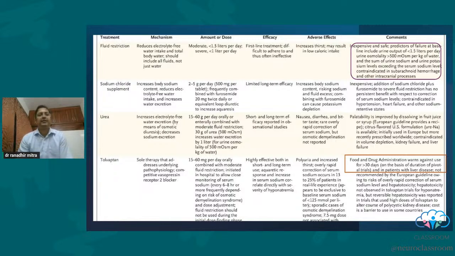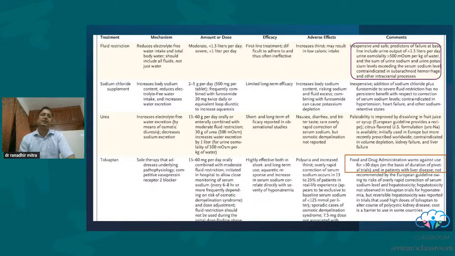The last is tolvaptan. Tolvaptan you can use in case of chronic hyponatremia, but the usage should be restricted to within 30 days. FDA has not approved beyond 30 days. Normally, we start from 7.5 milligram per day and can increase it to the higher side. But remember, when you are starting tolvaptan for the first time, you can use the starting dose of 7.5 milligram, because the incidence of rapid correction of sodium and osmotic demyelination is less in these cases. We are using 7.5 dosage per day.